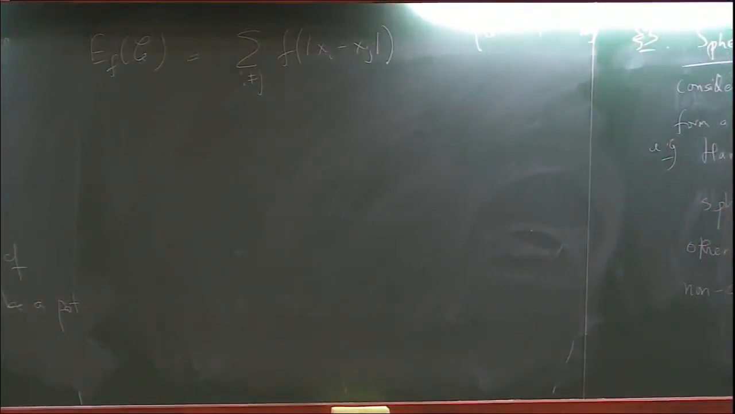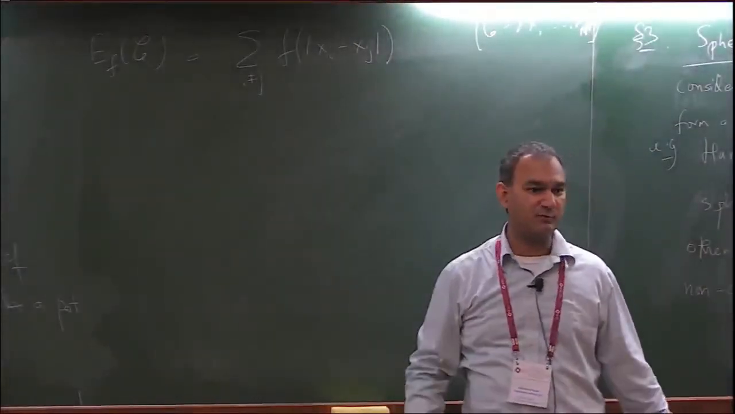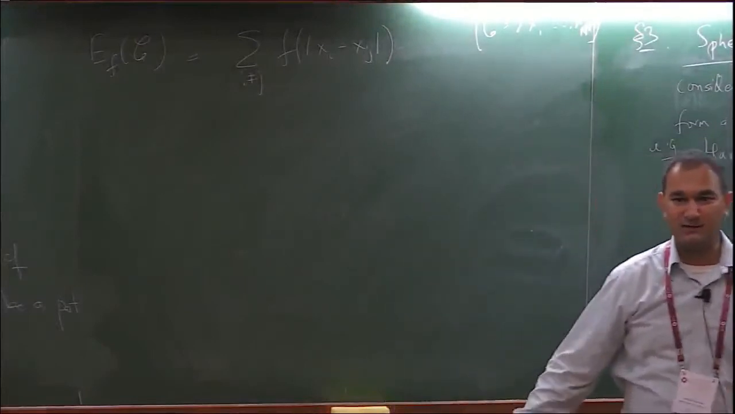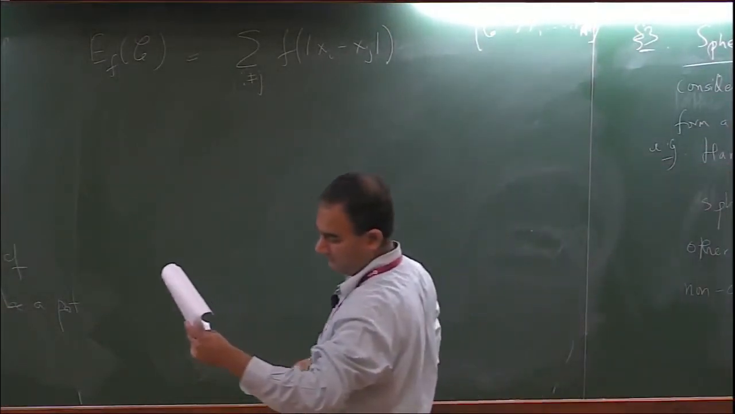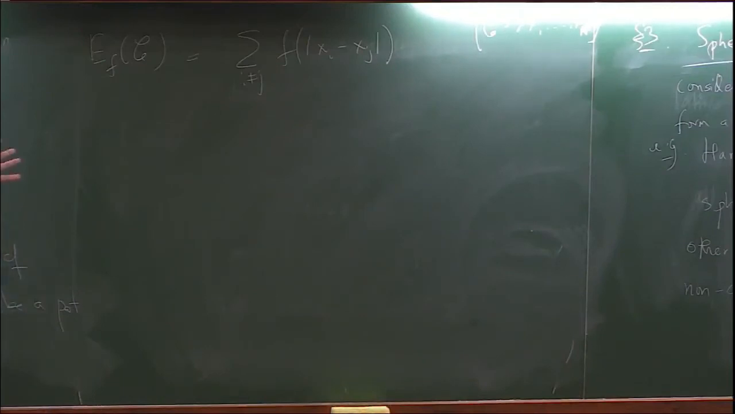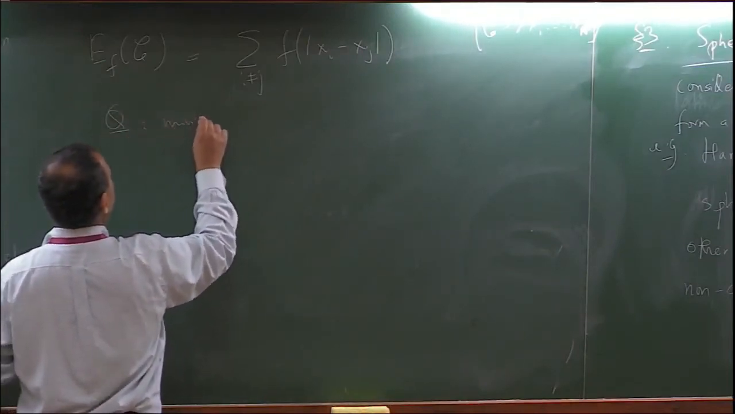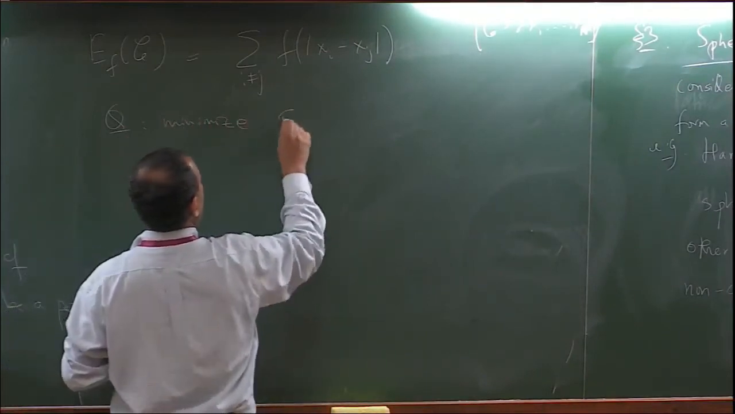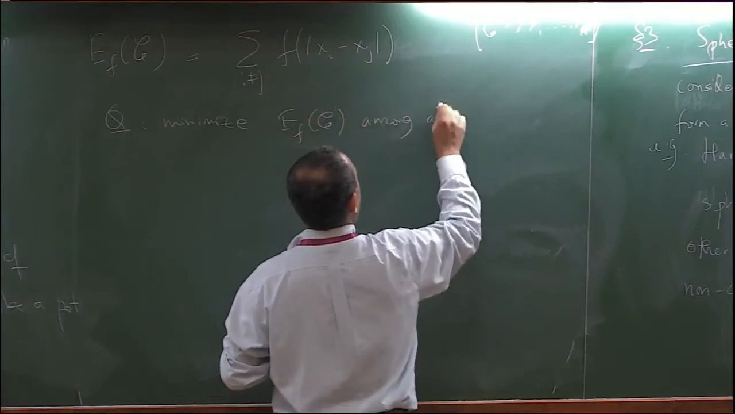I dropped the factor of 1/2, which normally you would have in physics, where you would just consider pairs of points. This is counting every pair of points twice, but for math it doesn't matter, because you're only going to compare two configurations. A constant factor doesn't matter, so I've dropped that factor of 1/2. And so the question is to minimize E_f of C among all possible codes C.